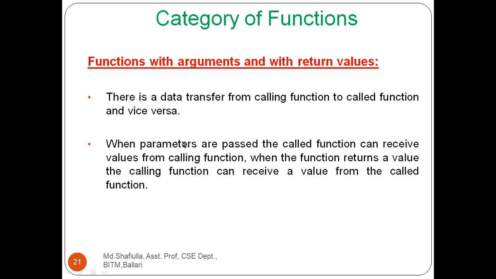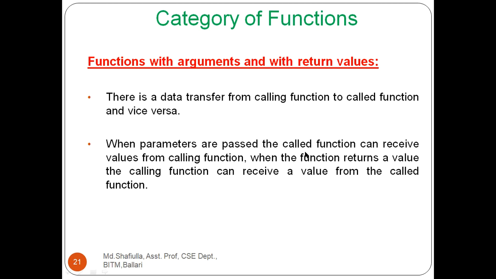Moving on with the third case: functions with arguments and with return values. This is what we normally write. We do have the arguments, and we do have the return value. The first program I did for adding two numbers in the previous session was based on this part, functions with arguments and with return values. That is, we have the formal parameters and the return type is not void. It will return a value, meaning it shouldn't be a void data type. So there is a data transfer from the calling function to the called function and also vice versa.